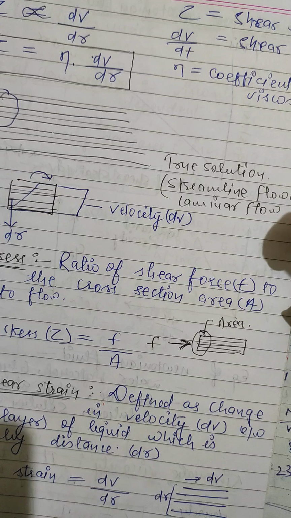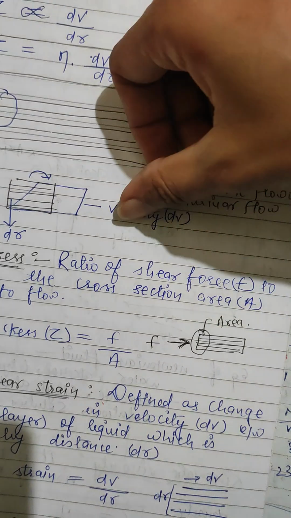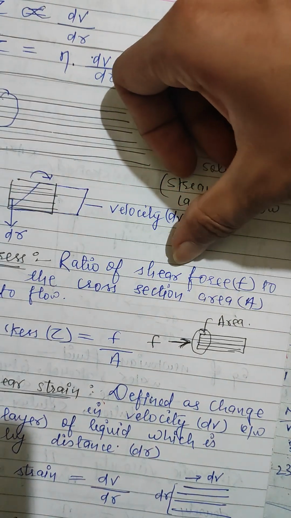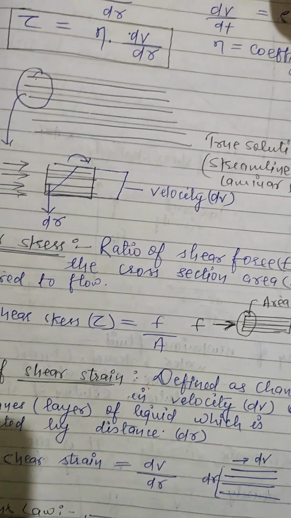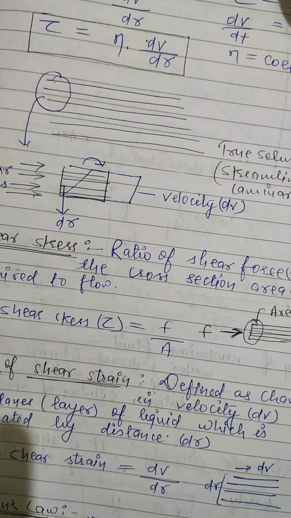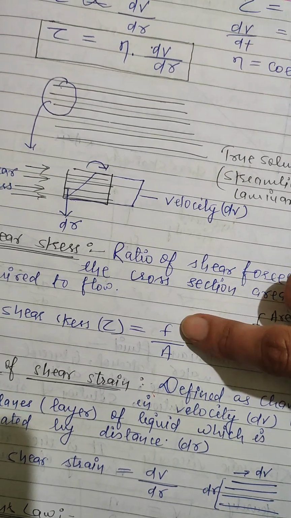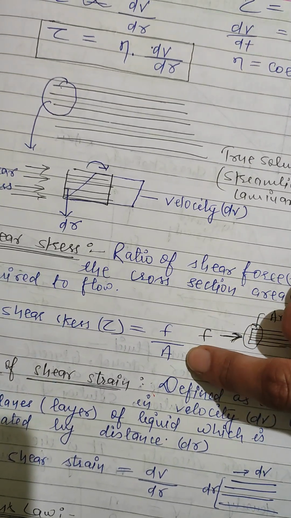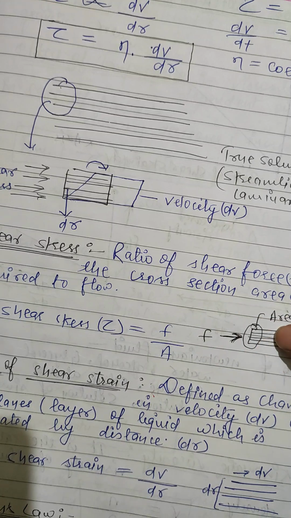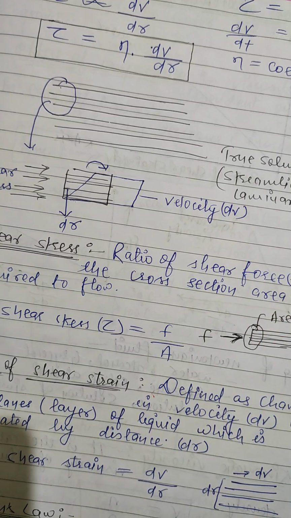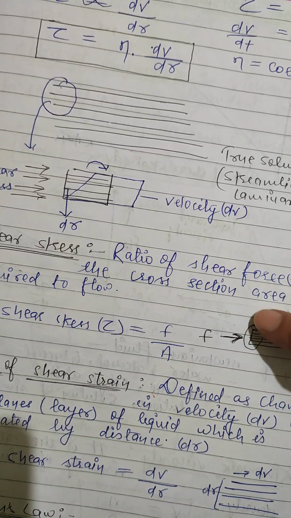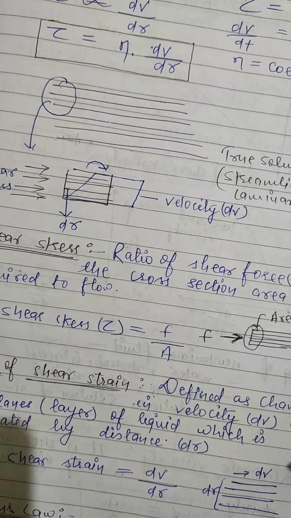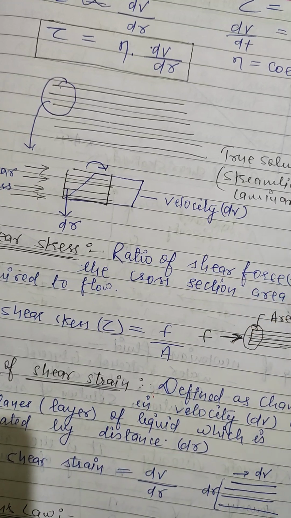In a fluid, this is the ratio of shear force to the cross-sectional area required to flow. Shear stress tau is equal to the force per unit area that is required for this fluid to flow. This means the force which we are applying on a particular cross-sectional area of this liquid to flow is known as shear stress.